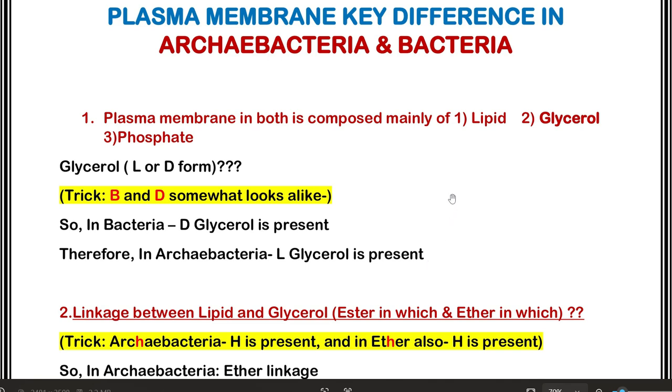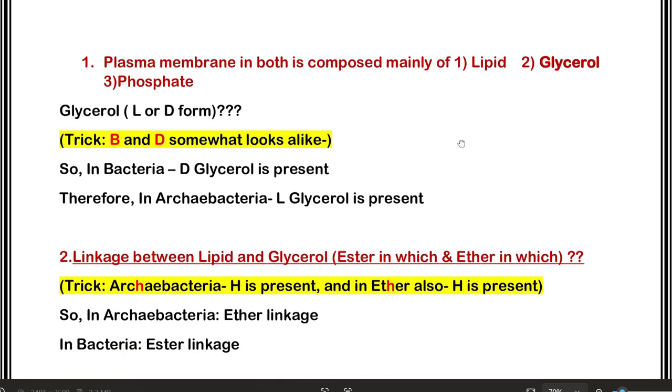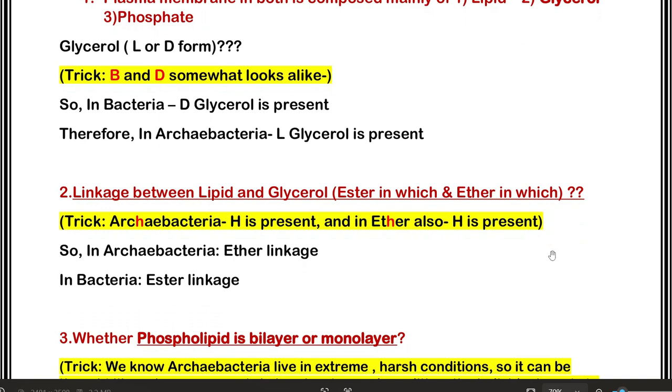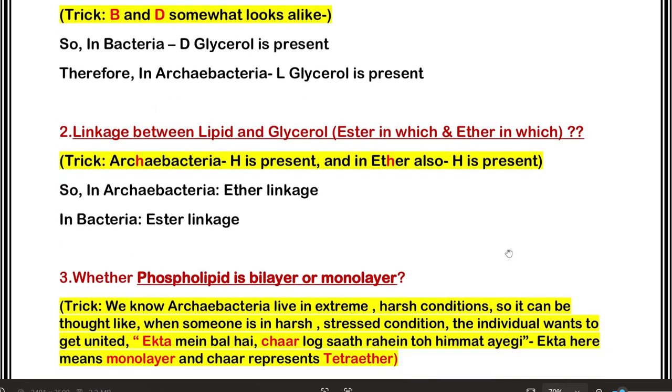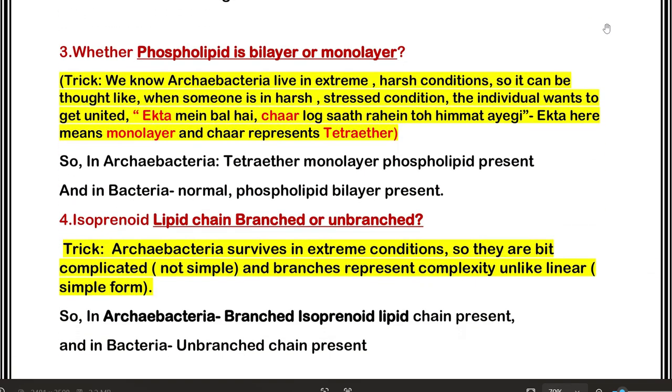Second key difference is linkage between the lipid and the glycerol. In which organism ester linkage is present and in which the ether linkage is present. Now the trick is, in Archaebacteria the letter H is present and in ether also letter H is present. So in Archaebacteria ether linkage is present between lipid and glycerol and in bacteria ester linkage is present between lipid and glycerol.